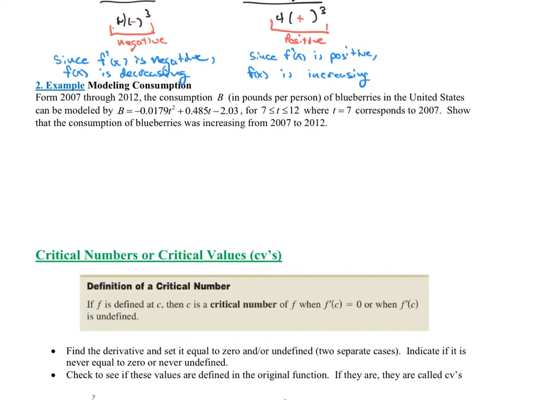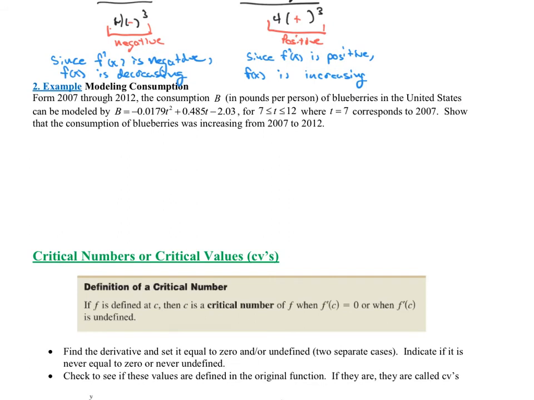Looking at the next example, they want to show that something was increasing on a given domain. So all we have to do for that one, find the derivative of the function, consider it on the interval, which this interval would be 7 to 12, and show that the derivative must be positive during that interval, which can be shown in the completed notes.